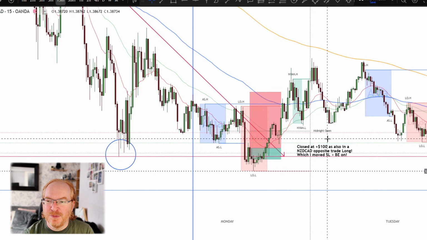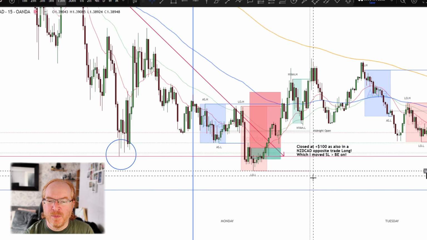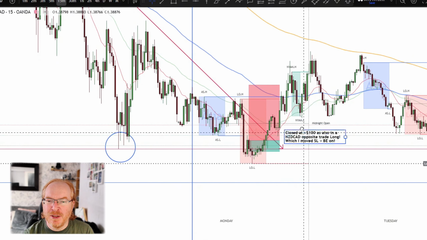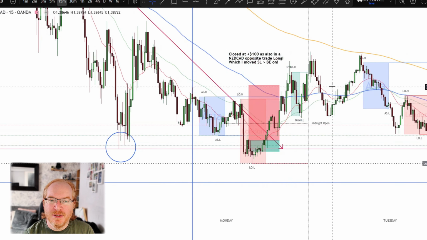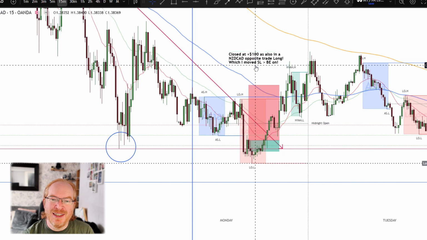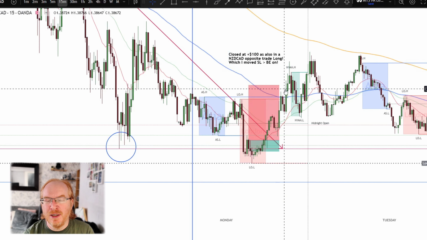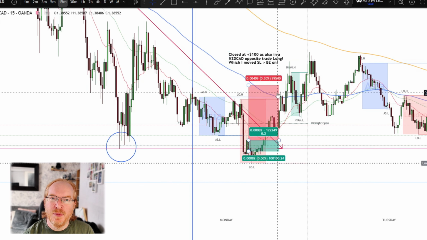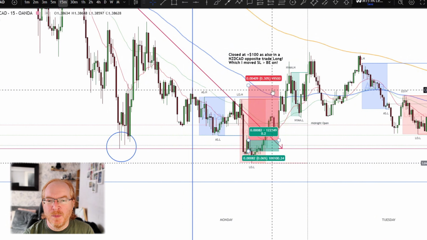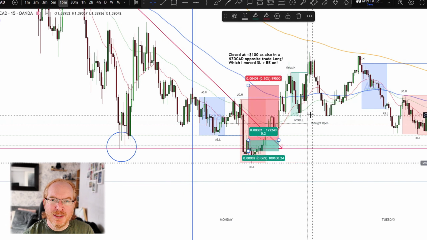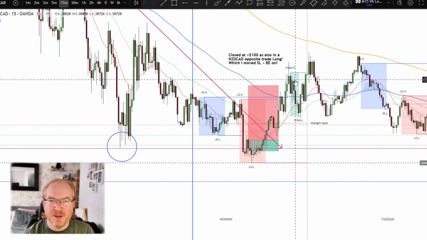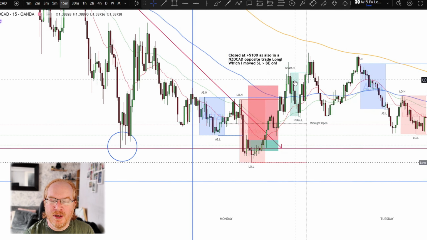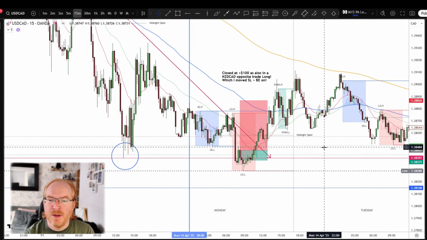So this trade, you need to look at them all together as one trade. So as you can see, I've marked up here. Closed this trade at plus $100, as I was also in the New Zealand CAD opposite long trade. And I moved that opposite trade, moved the stop loss to break even. So basically I banked $100 on this account, and the other account was more than break even. So I had nothing to lose then with one trade running.